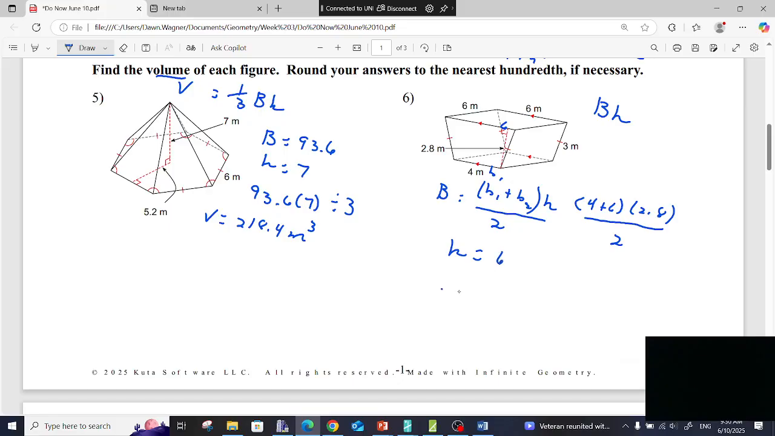So then I would take that, because this was 14. So I would just take 14 times 6, and that will give me my total volume, which is what, 84? And that would be meters cubed.